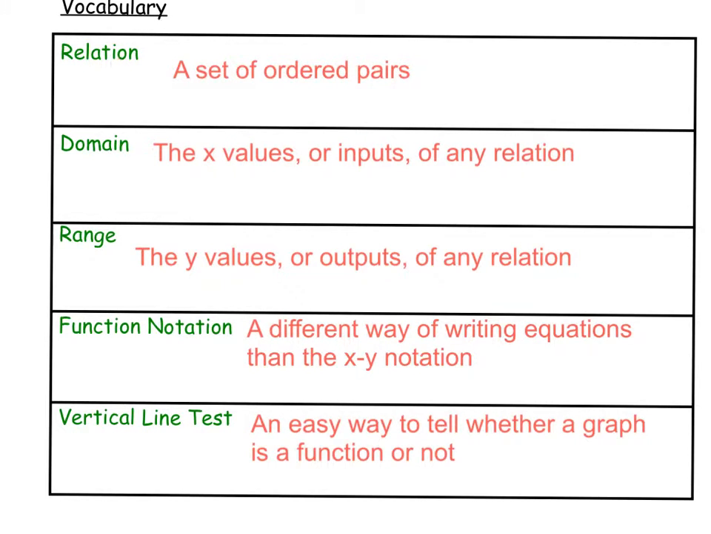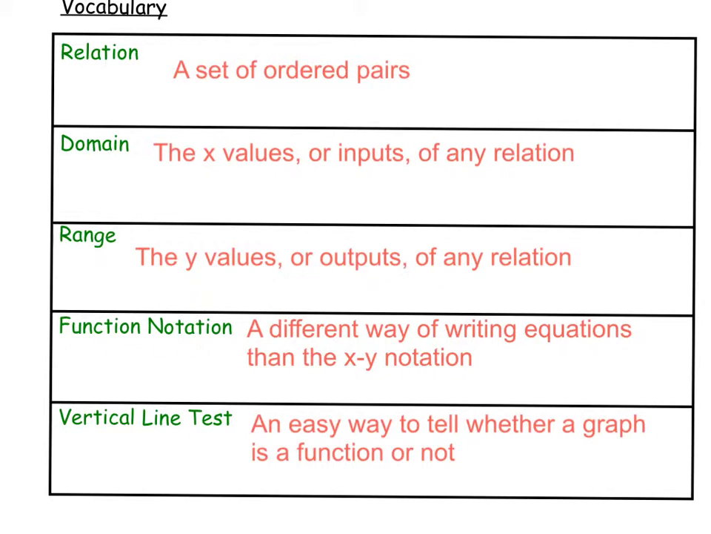So a relation is just a set of ordered pairs, and it could be in different forms. It could actually look like a set of ordered pairs. It could look like a graph. It could look like a mapping diagram. So there are different ways, but the bottom line is a relation is just a set of ordered pairs. The domain is all of the x values of any relation. So the inputs, what we're putting in. It's our independent variable. So x values, inputs of any relation is the domain. The range is all of the y values or outputs of any relation.